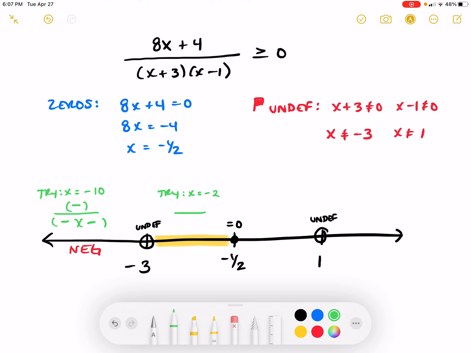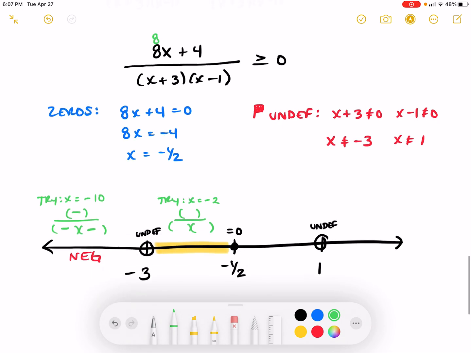All right, so we've got our numerator and two denominator factors. If I plug in -2, 8 times -2 plus 4 is -16 plus 4. I have enough work to know that this is going to be a negative. -2 plus 3 is actually a positive, but -2 minus 1 is a negative. Well, what's going to happen if we divide by two negatives? The result is going to be positive. So this interval right here is going to be a positive.